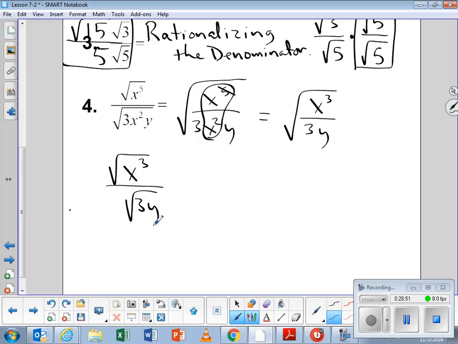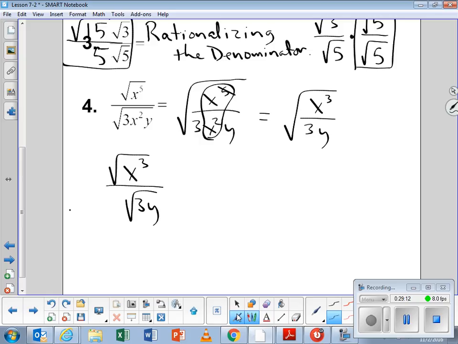Do I have a problem with leaving my answer like this? Yep. Actually, a couple, don't I? Does this reduce? Yeah, it does. And can I leave that radical sign in the denominator? No. So two problems here.